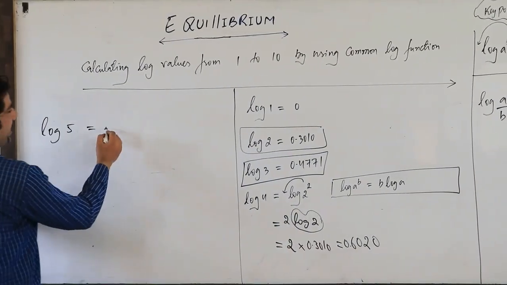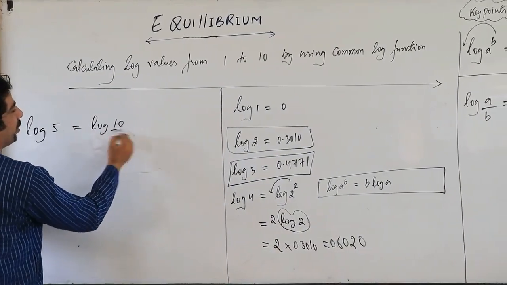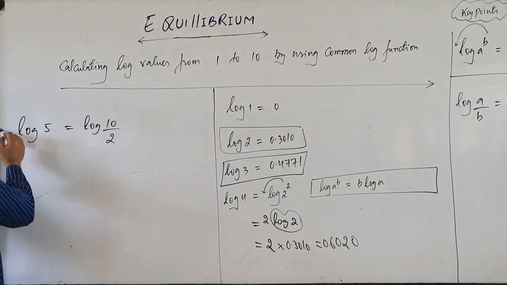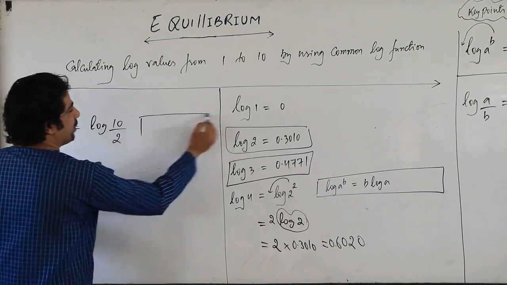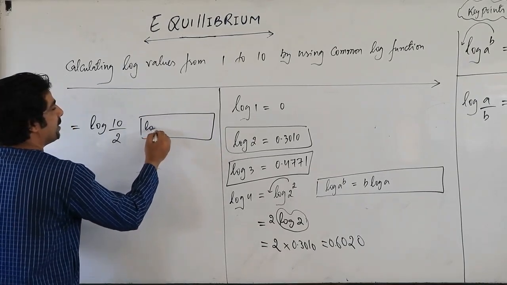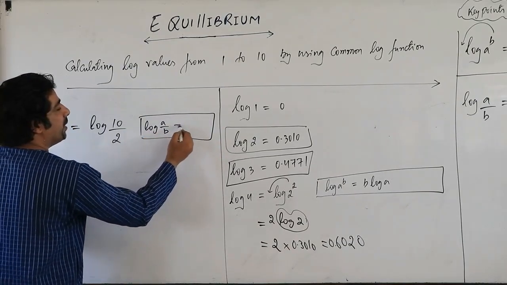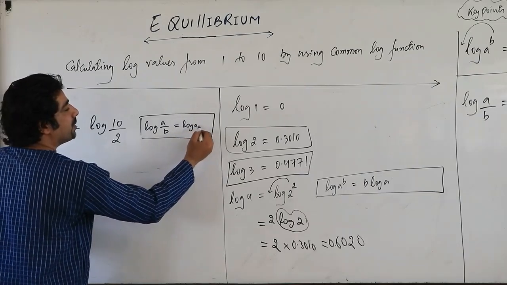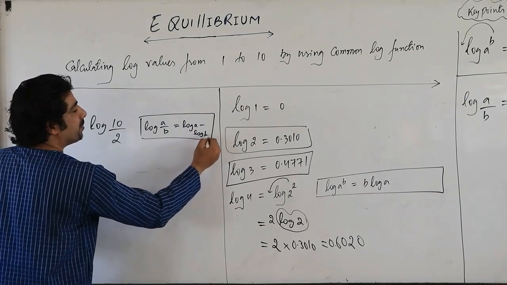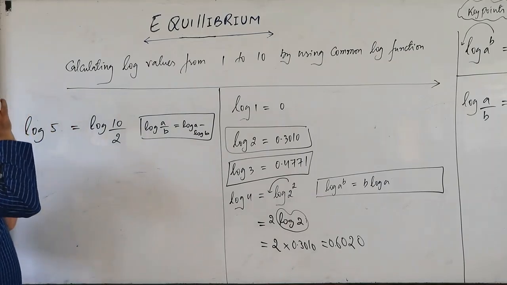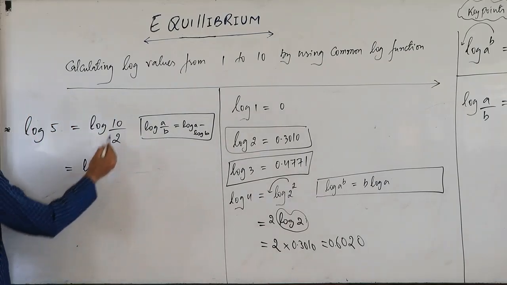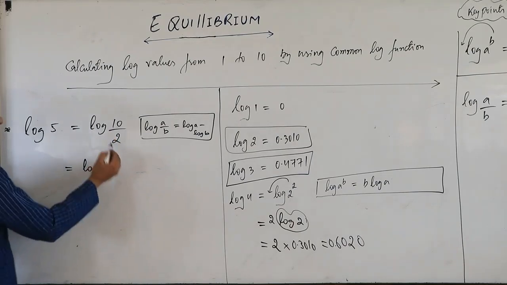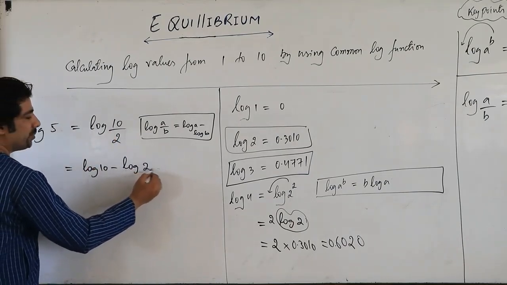So let us write log 5 as log of 10 upon 2. So this is your expression now: log a upon b is log a minus log b. Let's use it for this. It will become log a, what is a? 10, minus log b, which will be log 2.